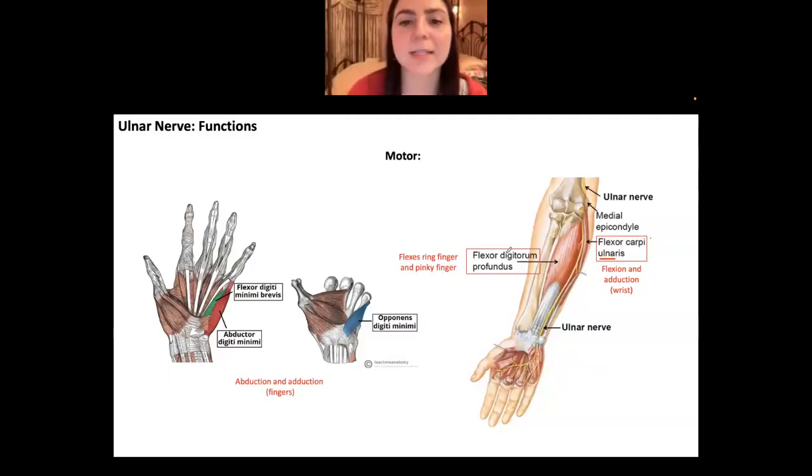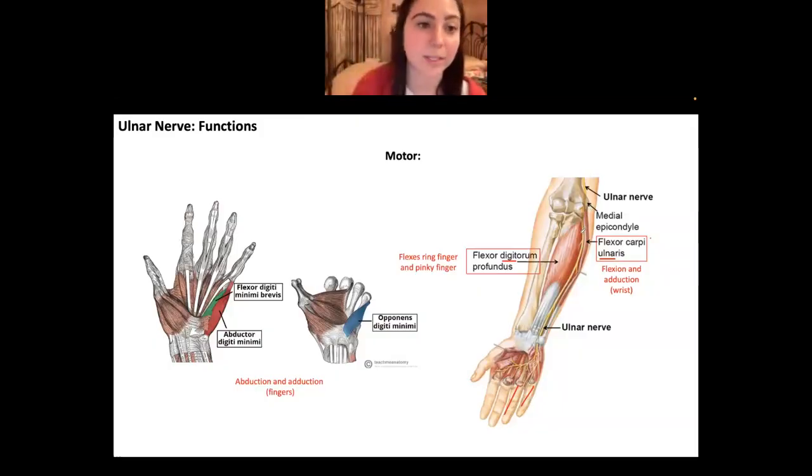And then another one that it does is the flexor digitorum profundus. Remember, digitorum is digit, it's fingers. So it's going to be flexion of certain finger muscles. You can assume it's going to do everything that the median nerve didn't do, and that's exactly what's happening. In terms of the fingers, it's doing flexion of the ring finger and the pinky finger, because those are the two left over from the median nerve. And it's going to do flexion with the flexor carpi ulnaris, the same thing as the flexor carpi radialis.